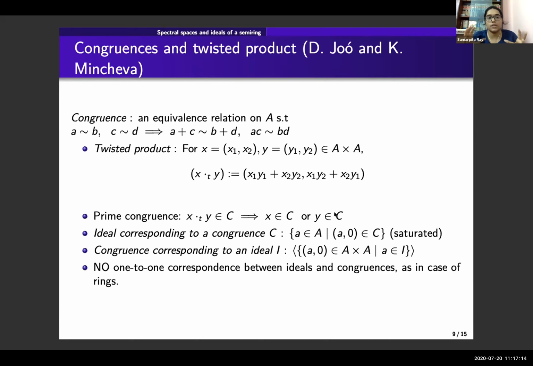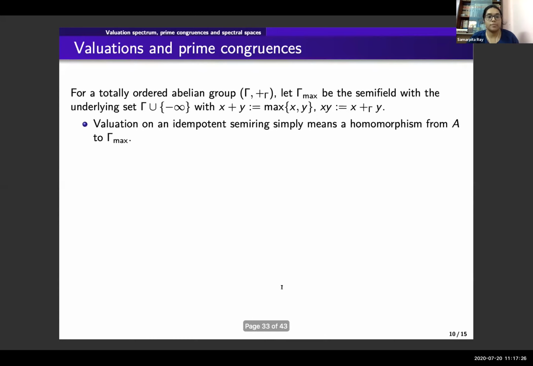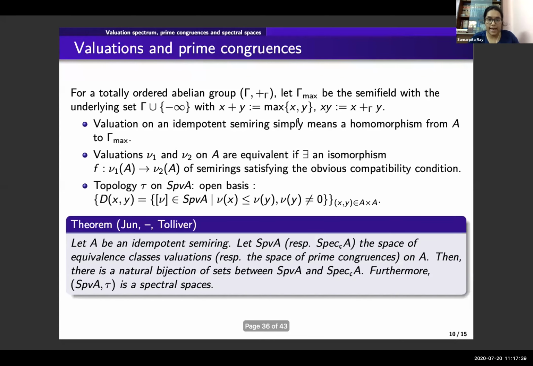So this is the congruence prime spectrum associated to an idempotent semiring, and we find something quite nice when working with valuations. By a valuation of an idempotent semiring, I mean simply a homomorphism from A to gamma max, which is this semifield. And what we have is this result: first of all, for any idempotent semiring, the valuation spectrum, which means the equivalence classes of valuations on the semiring, is a spectral space.